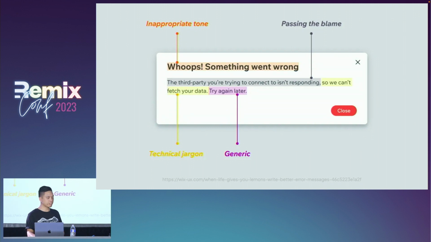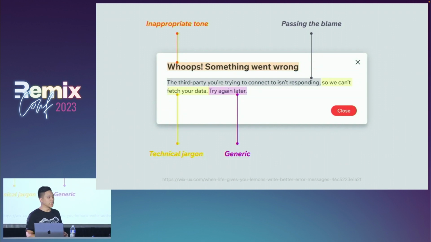Secondly, the technical jargon. Even in today's world of user-centered design, technical jargon is often still present and sneaks its way into error messages, like "we can't fetch your data" or "your credentials were denied." Like, what? Credentials? The technical stuff is not important to the user at all. They just want to know what went wrong and how to fix it.